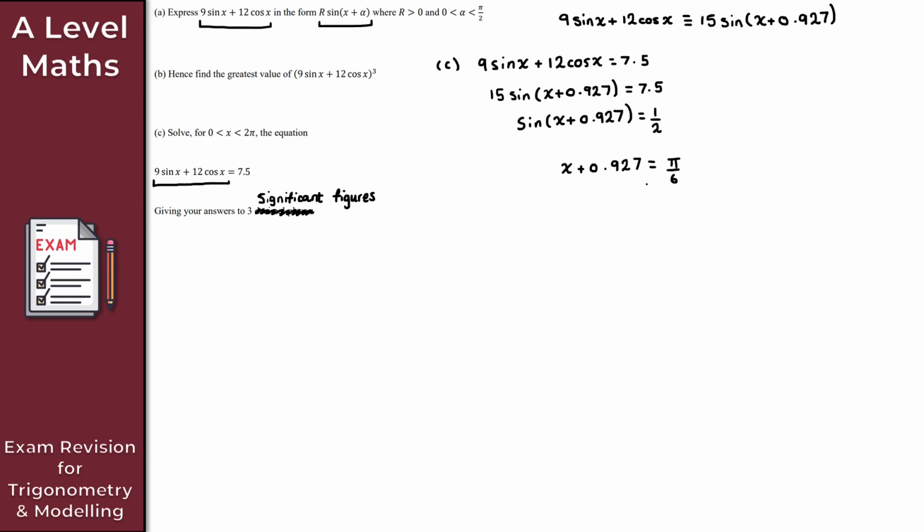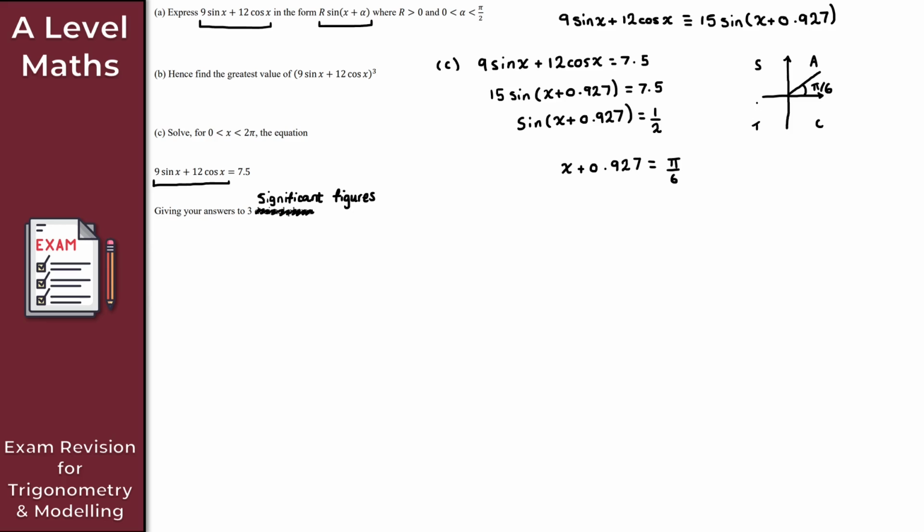Now, before we do anything here with the 0.927, let's just obtain our remaining solutions by using a CAST diagram. With my CAST diagram here, it doesn't have to be perfect, by the way. Something like this is absolutely fine. So bottom right is cosine, top right is all trig functions, top left is sine, and then bottom left here is tan. Okay, so this solution corresponds to this quadrant here, and that's this angle here. So that's pi over 6.